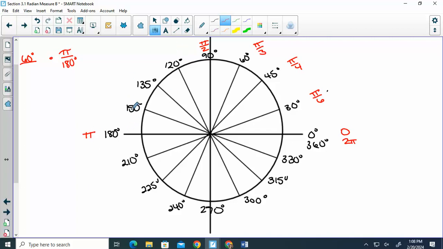Okay, so we have a lot of ways to get the rest of these. I could do it the same way. I could do 150 times pi over 180. We could also think of it like we did with our degrees. We did 180 minus 30, right? So I could do pi minus pi over 6. Pi is like 6 pi over 6 minus 1 pi over 6. Do 150 over 180. Does that give you 5 over 6?